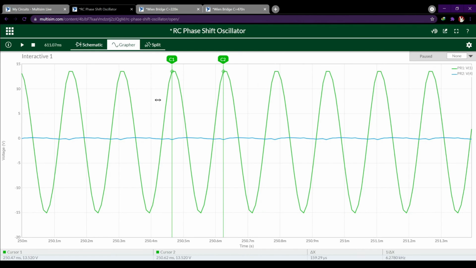For the voltage waveform, it should be something like this. When the input point is at 90 degrees, the output should be around the same point. When it is negative 90 degrees for input, the output will be positive 90 degrees.